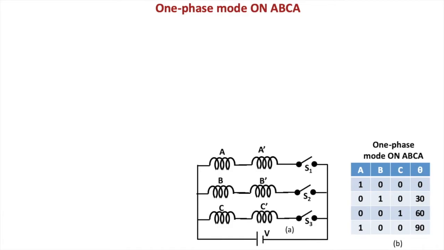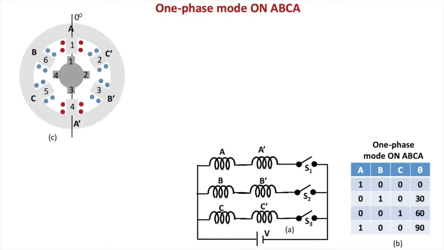Now here we will try to understand what is the one phase mode on. That is, how do we give the supply to 3 different parts A, B and C. These are the stator poles where we are energizing the coils and the electromagnet is being formed. So you can see the stepper motor. The rotor has got 4 poles and the stator has got 6 poles.